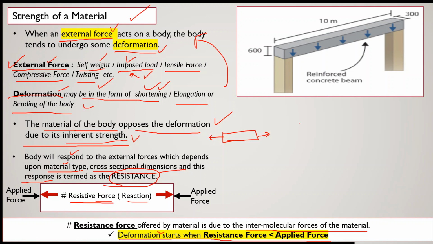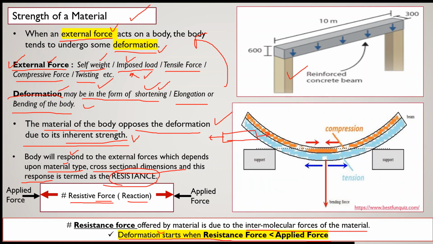Now, if these columns are of good strength, maybe they are of RCC or steel, then what will happen? These columns will resist the movement of this beam. If these columns are resisting the beam from moving downward, that means they are offering some resistance, and this resistance is known as the reactions. Now in the second figure, you will see if this beam is getting loaded, and you are increasing the load, then the possibility is that this beam can bend into this shape.